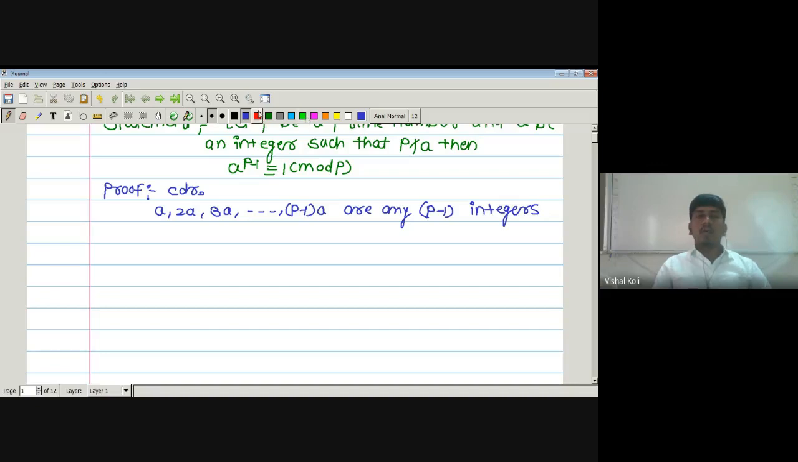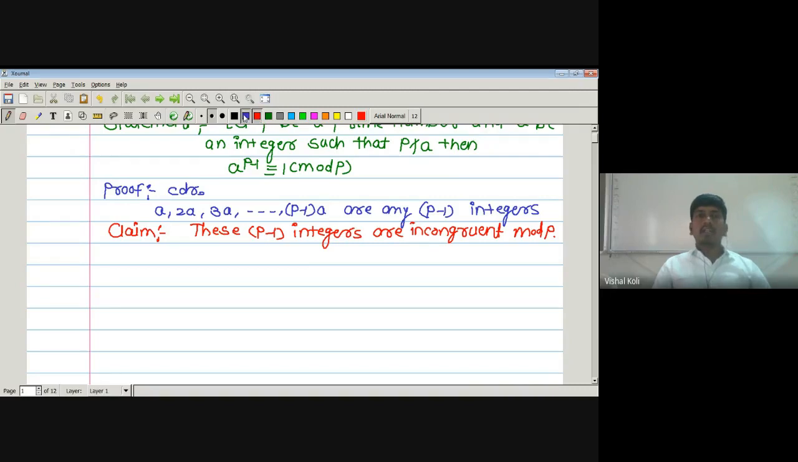Now we have to claim that these P minus 1 integers are incongruent modulo P. That is, they have different remainders when divided by P. That is, A, 2A, 3A, and so on up to P minus 1 times A are incongruent modulo P. That is, they are not congruent modulo P.